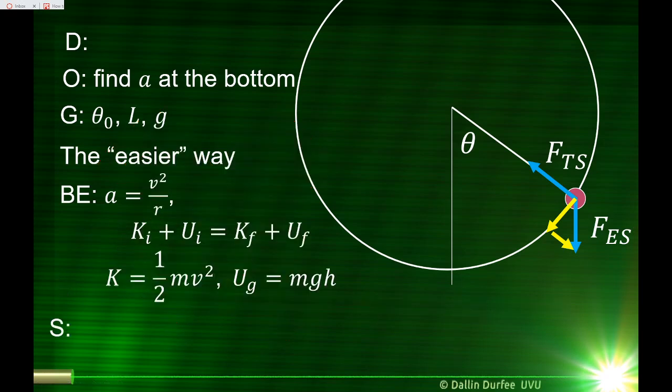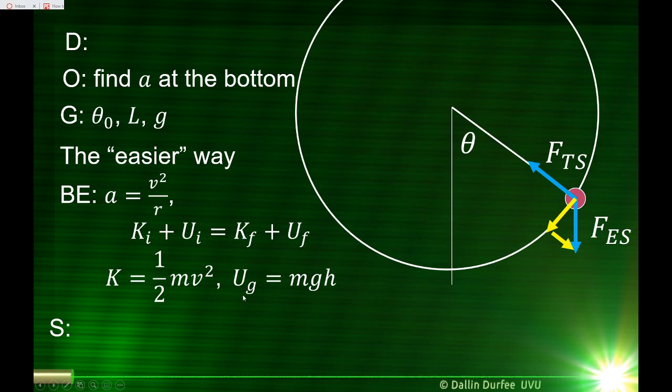We're going to use conservation of energy. So our new basic equations are going to be, again, acceleration at the bottom is v squared over r. But then we're going to say K initial plus U initial equals kinetic energy final plus potential energy final. And kinetic energy is just 1/2 mv squared. And the potential energy due to gravity is just mgh.